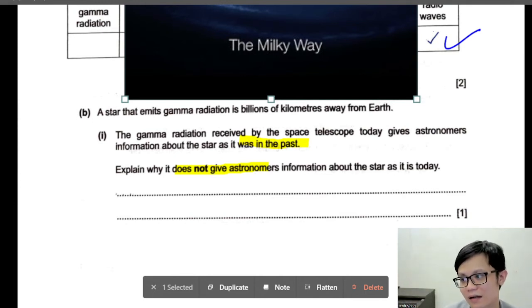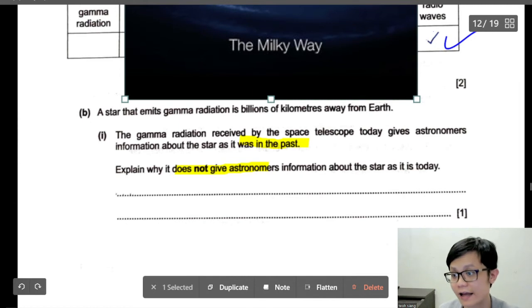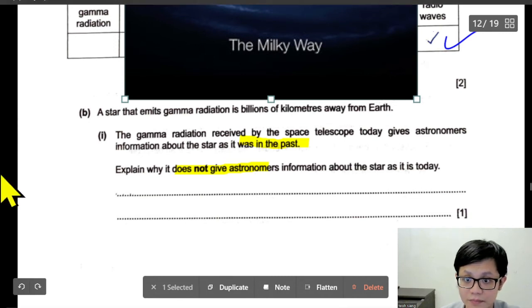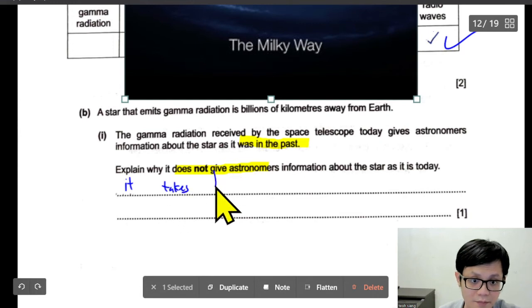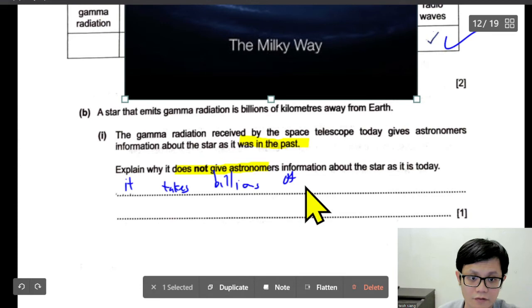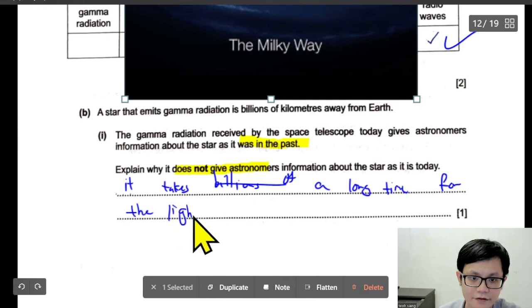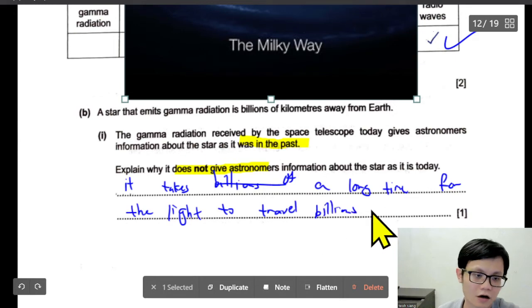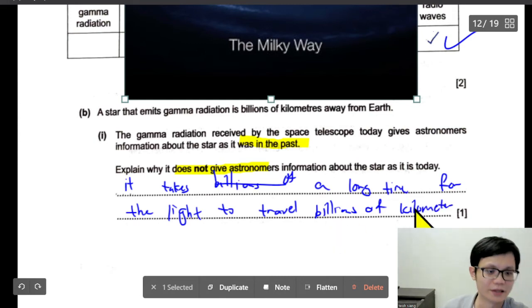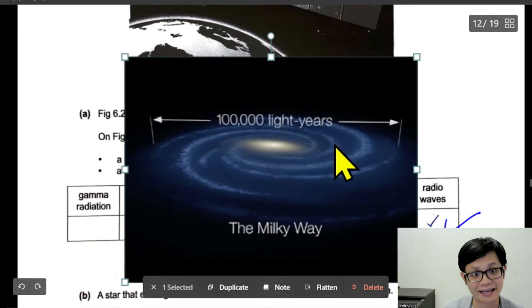Other than that, there's no way for you to know, unless there's a teleportation thing. So maybe we can say that it takes a long time for the light, for the gamma ray, to travel billions of kilometers. Of course it is even more than billions, which is why they don't use billion kilometers, they use light year, because the number is too big.